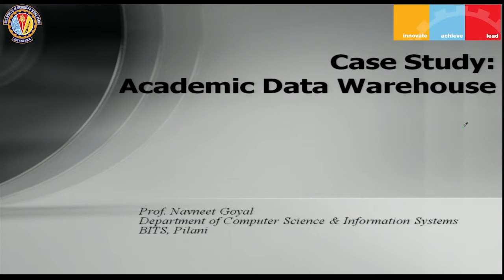Hi, so welcome to a case study, which is towards the end of this particular module, where we have looked at many various advanced dimensional modeling techniques. So it is now time for us to see how these techniques can actually be used in modeling. For that purpose, I've selected two case studies. One is the academic data warehouse, and the second is banks. So let me first talk about the academic data warehouse.